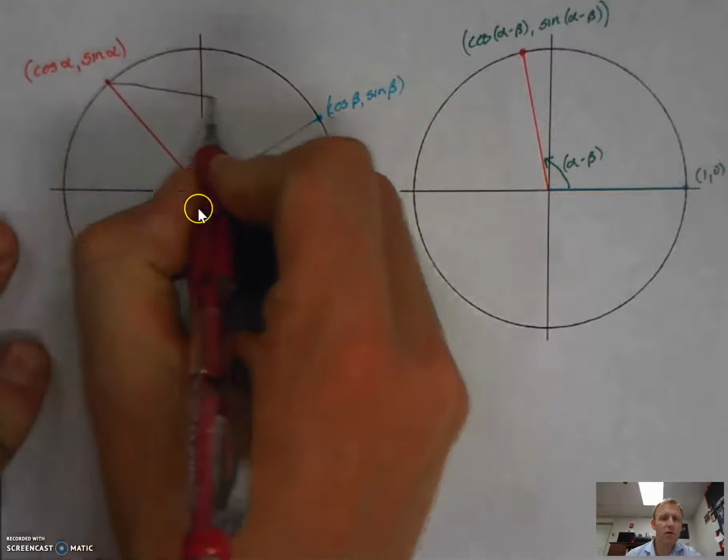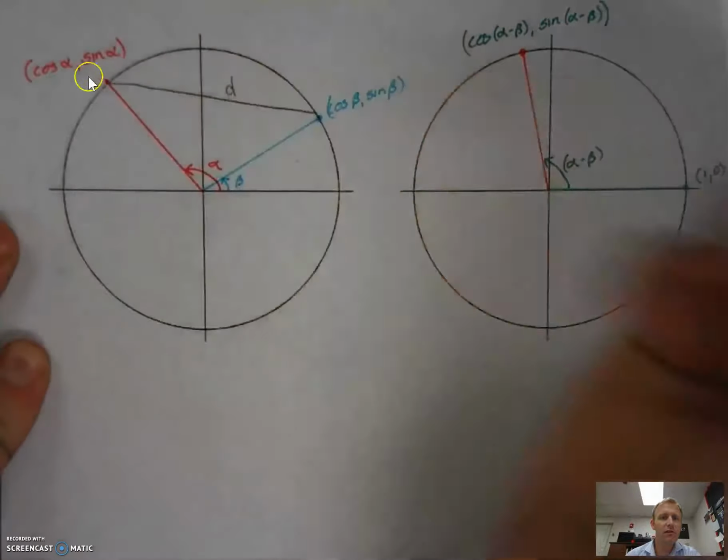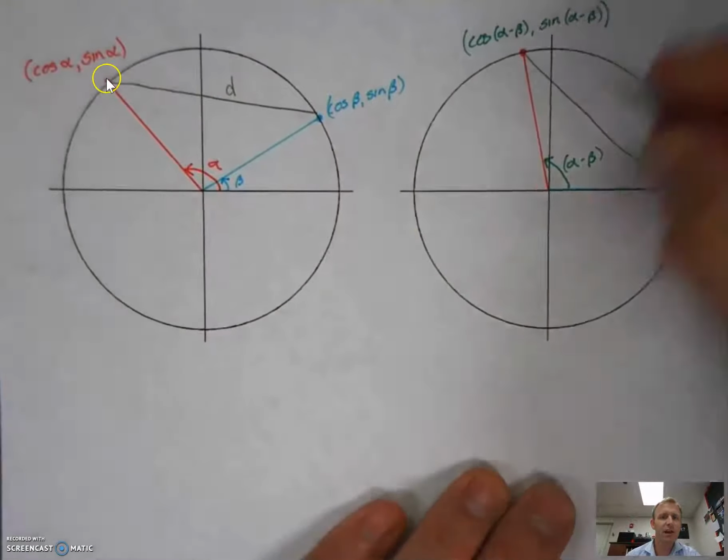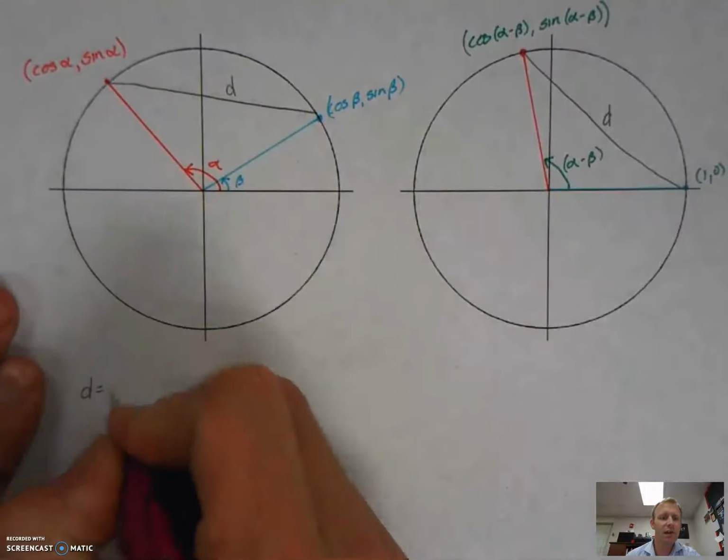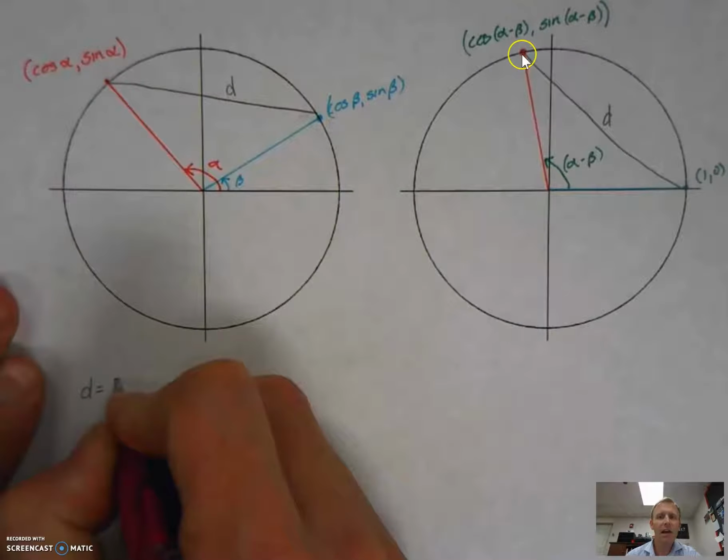So what you're seeing, I'm drawing a line between these 2 points, cosine alpha, sine alpha, and cosine beta, sine beta. And I'm drawing another line between those same 2 points. The second circle is these same 2 rays, but rotated. So we close down angle beta to 0. And this point, cosine beta, sine beta, becomes this point 1, 0.